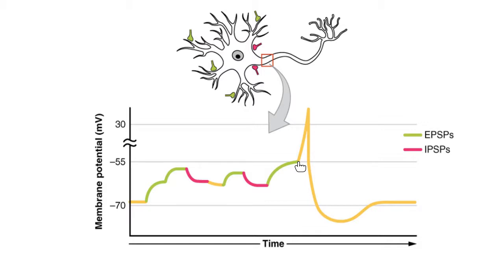At negative 55, or at threshold, this is the point where I can start using voltage gated channels. So my voltage gated sodium channel will allow me to get all the way up to positive 30. Once I get up to positive 30, I need to get back down to normal. My voltage gated potassium channels get me back to normal. I go a little too negative, right? But eventually I get back to normal.